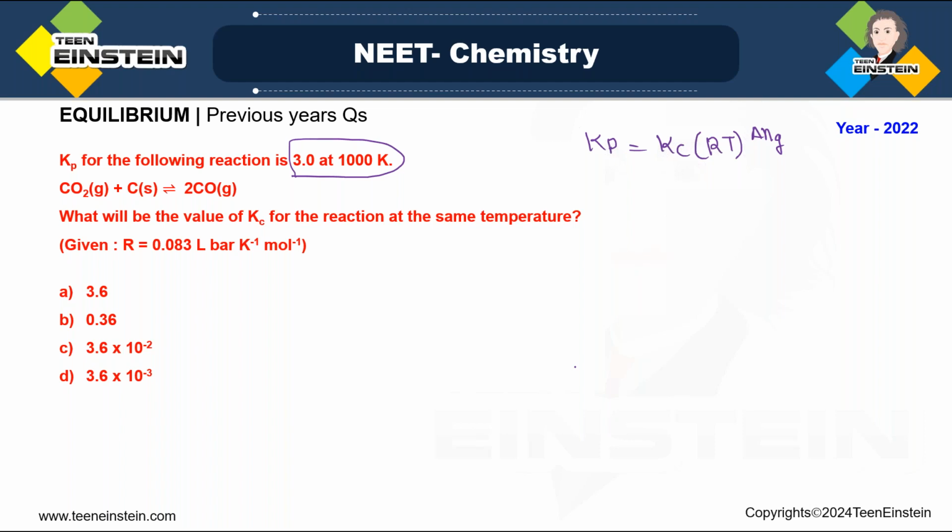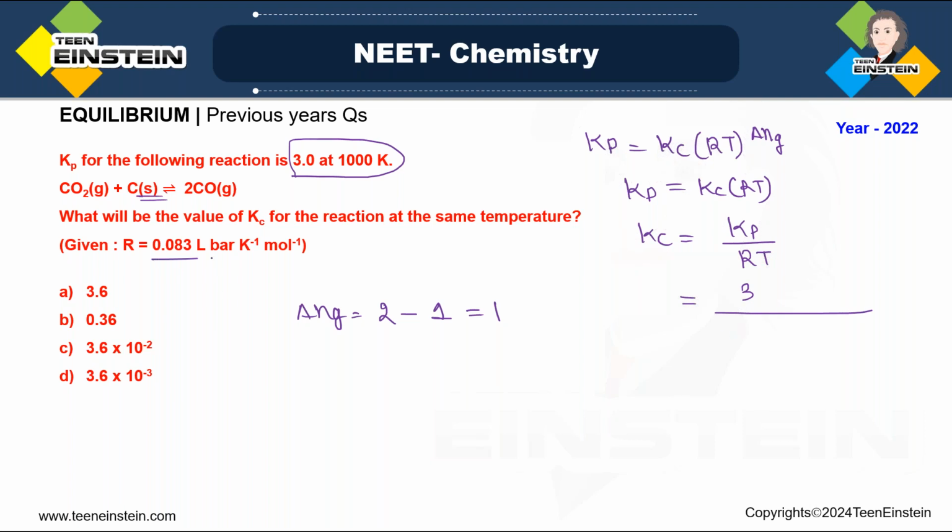This equation we have already used before. So what is the del Ng value? 2 moles of CO minus 1 mole of CO2, because carbon is not gaseous, it is solid. So it is 1. That means del Ng is 1. So Kp is Kc into RT. Bring Kc one side because you have to calculate Kc. Kp you already know.